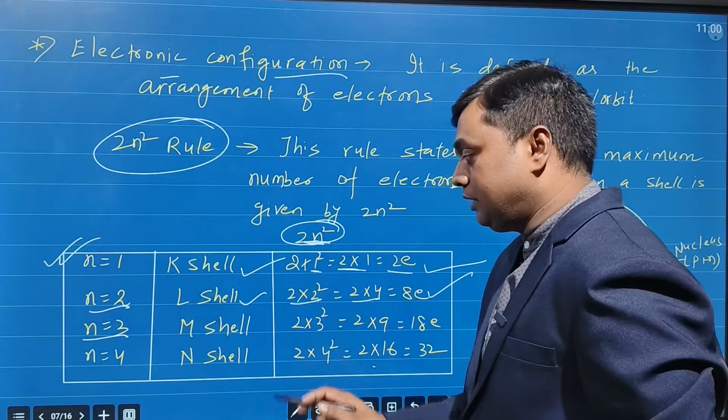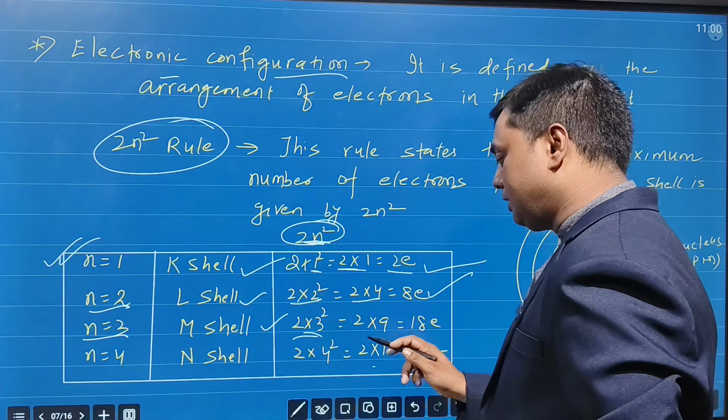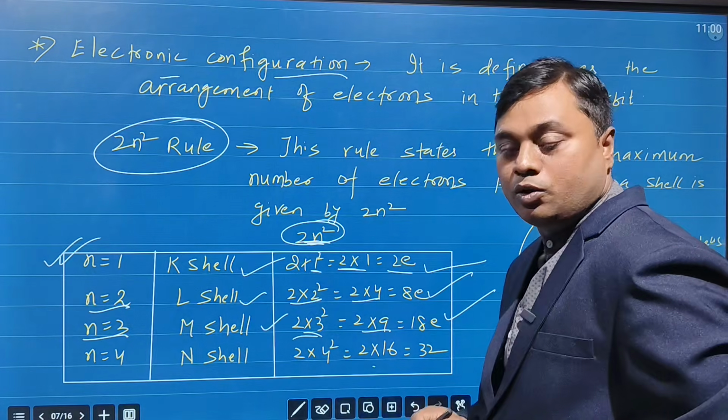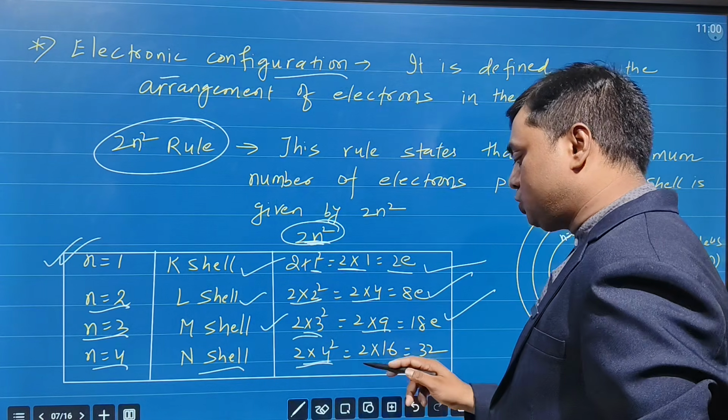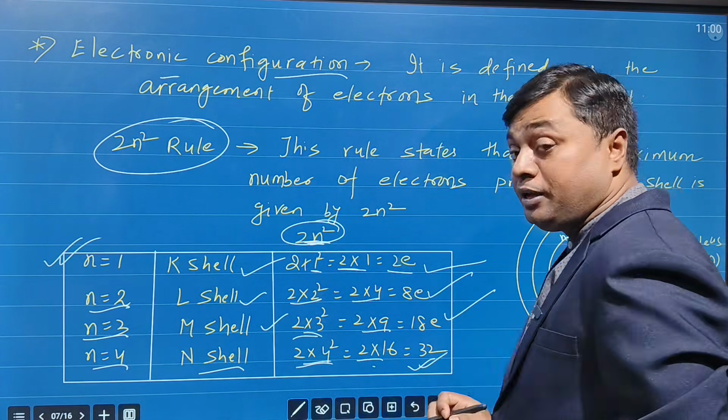Similarly, n is equal to 3, that is M shell. 2 into 3 square, that is 2 into 9, 18 electrons. Yes or no? Similarly, n is equal to 4, N shell. 2 into 4 square, that is 2 into 16, 32 electrons can be there.